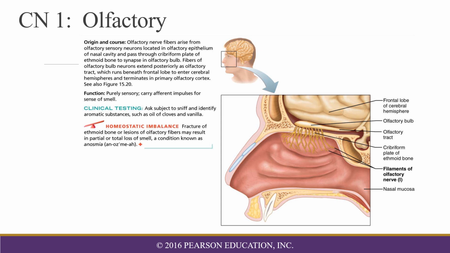So a fracture in that ethmoid bone or lesion of the olfactory fibers may result in partial or total loss of smell, a condition called anosmia. So as you're familiar with, COVID-19, one of the first initial signs for some people was a loss of taste and smell. Other things affect smell as well.